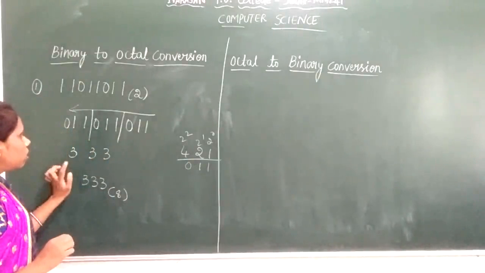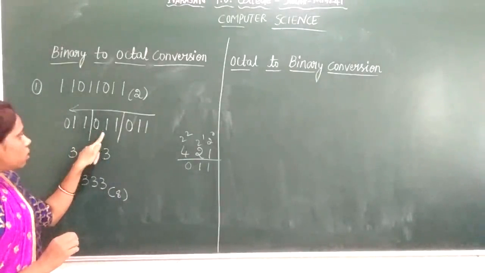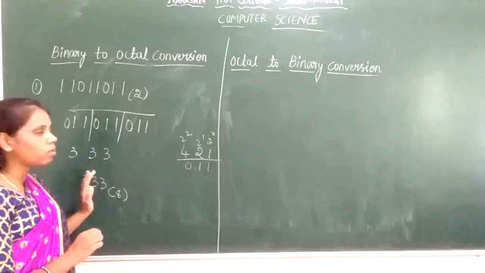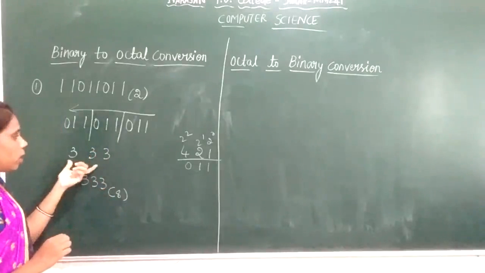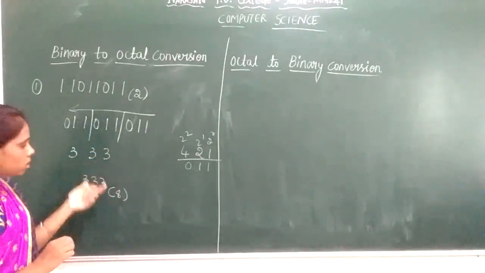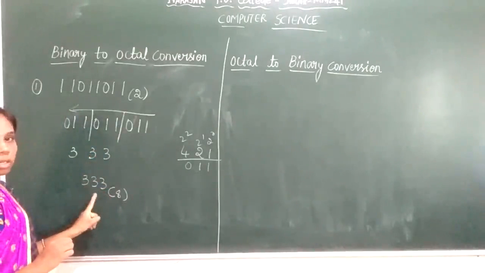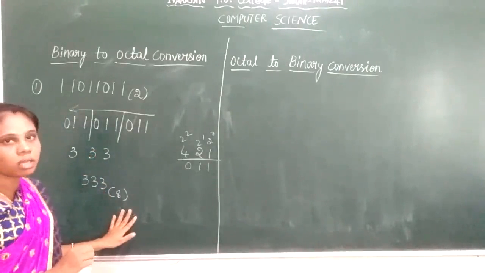Here 011 is 3, and here 011 is again 3, and 011 is again 3. Combine all 3 digits into a single value, that is 333, and the base is 8.